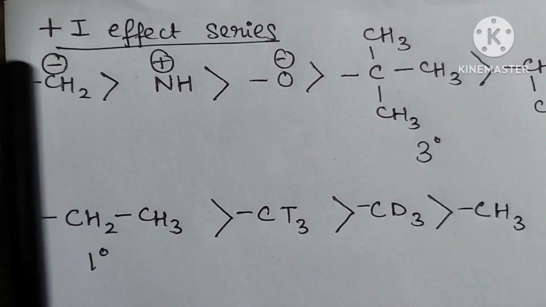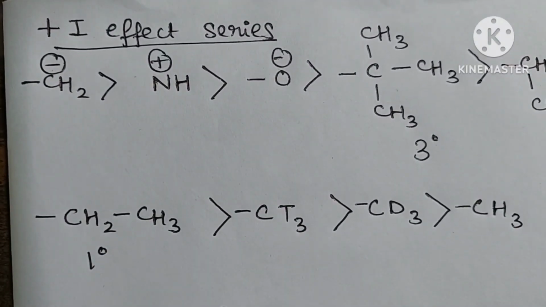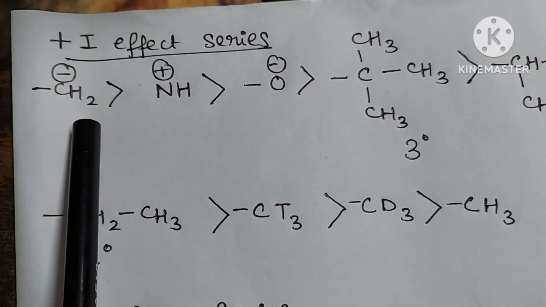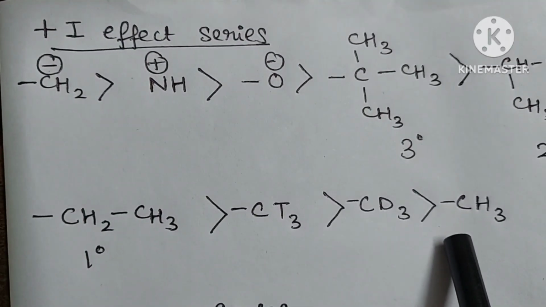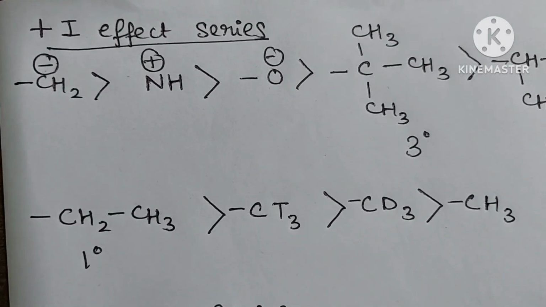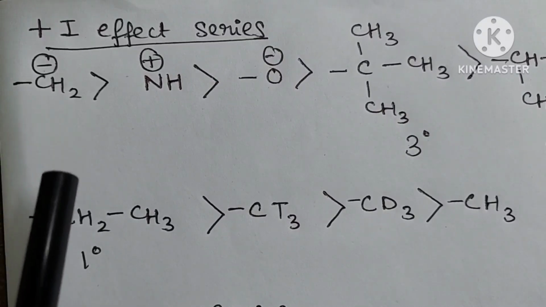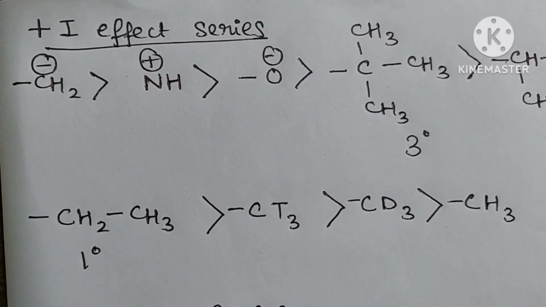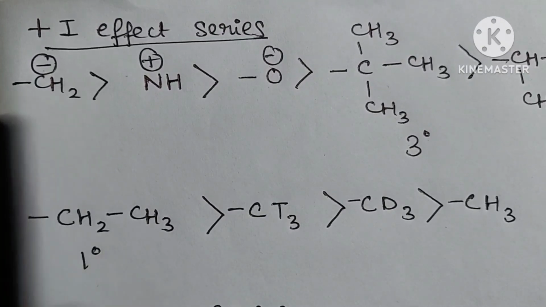So this is the series of plus I effect, and here we will learn which group is having greater plus I effect and which group is having lesser plus I effect, okay. And these groups are electron donating groups. That means they have electrons with them and they are going to donate that electron, okay, and that's why they are involved in plus I effect.